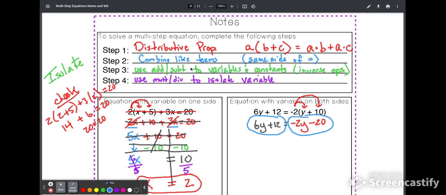So at that point, there's nothing to do on step 2. So I go to step 3, which is use addition or subtraction to move the variables and constants to the same side. So this is kind of like where your number sense will develop.